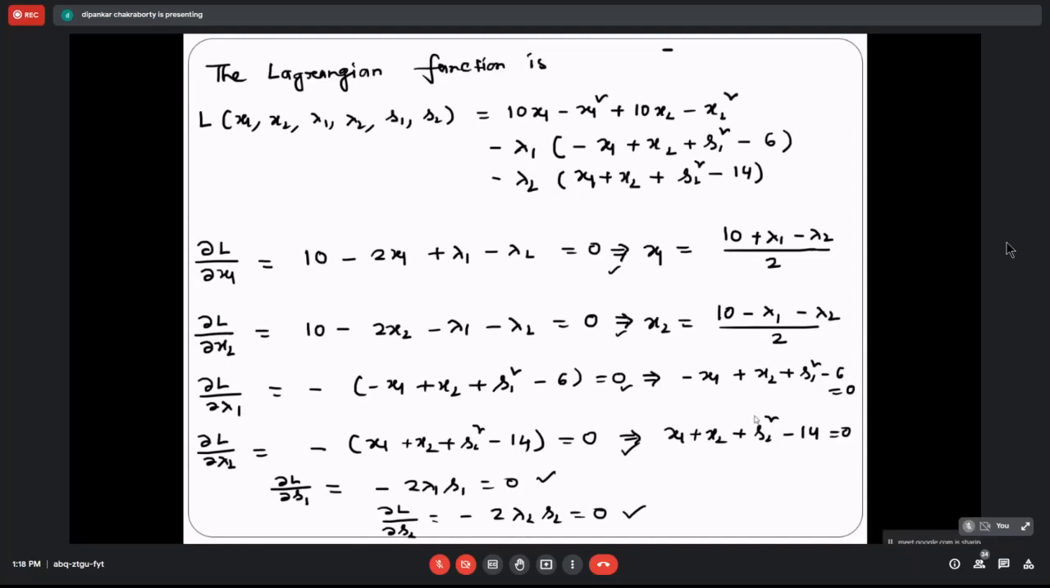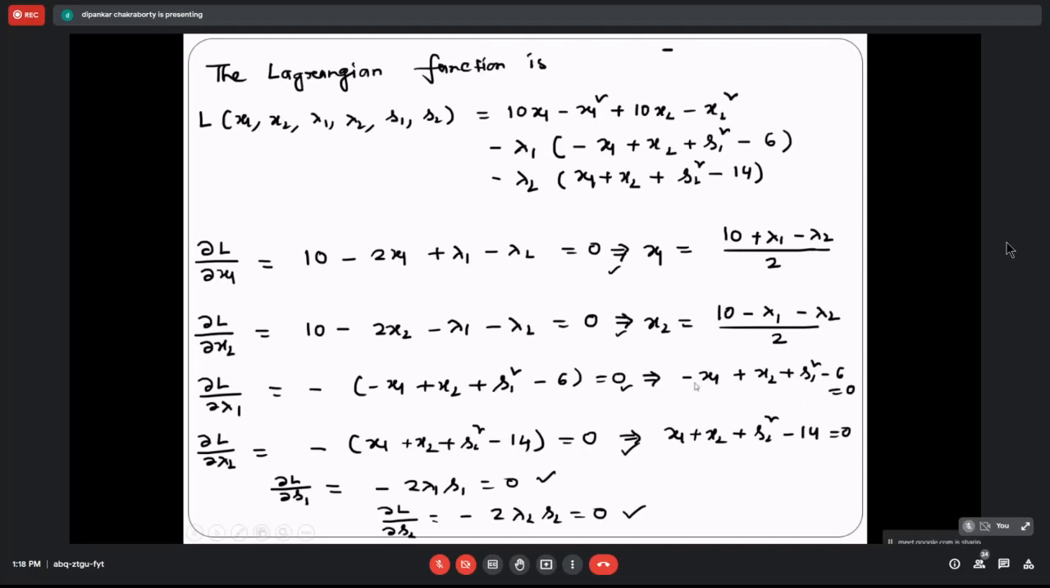Is it possible to get S1 square as a negative for the real value? No. So that's why, first of all, to check the feasibility, we are going to first check whether S1 square and S2 square are positive or not. Because lambda 1 and lambda 2 we have already assumed to be equal to 0, so no need to check for lambda 1 and lambda 2. We are going to check only S1 square and S2 square.